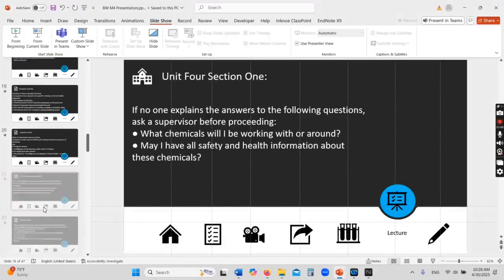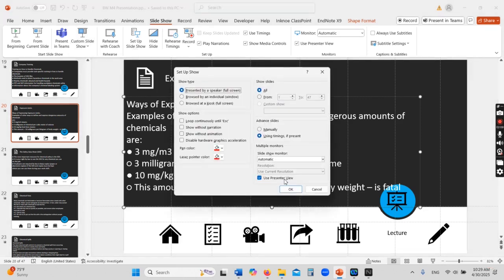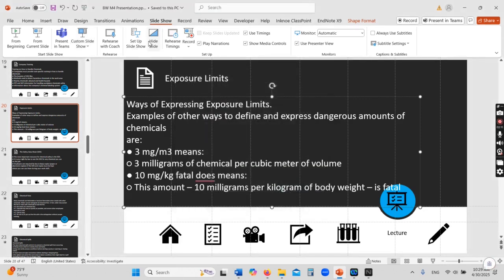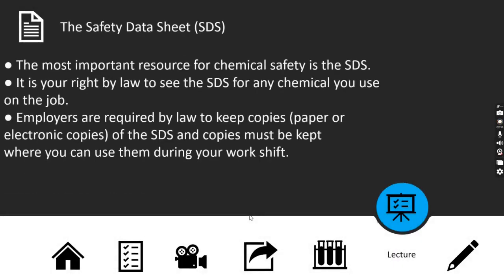is fatal. So you'd have to know how much you weigh in kilograms in order to figure this out. All right, sorry about that.